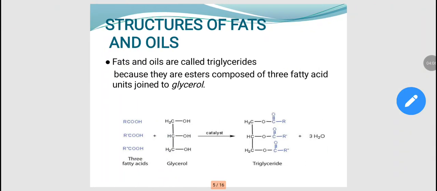The structure of fats and oils. Fats and oils are called triglycerides. Glycerol is reacted with three same or different fatty acids in the presence of a catalyst to form a triglyceride.